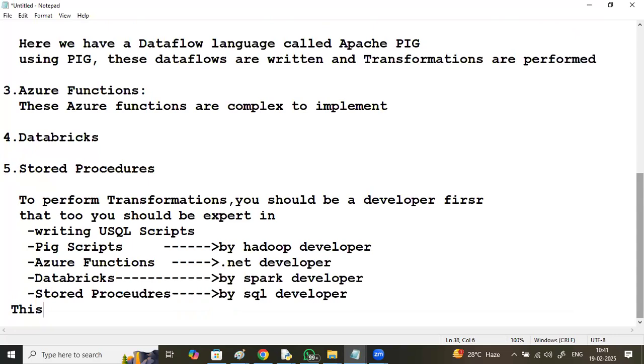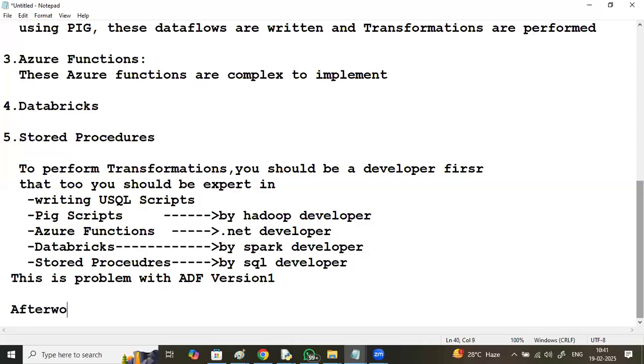This is the problem with ADF version 1. Afterwards, Microsoft recognized this problem. You guys recognize this problem, right? Yes.